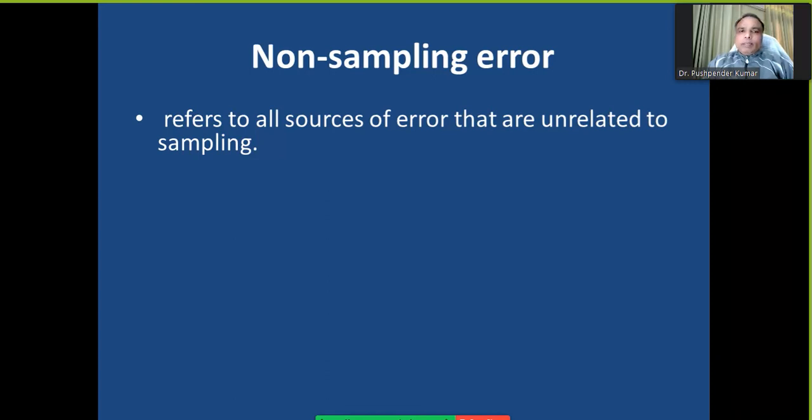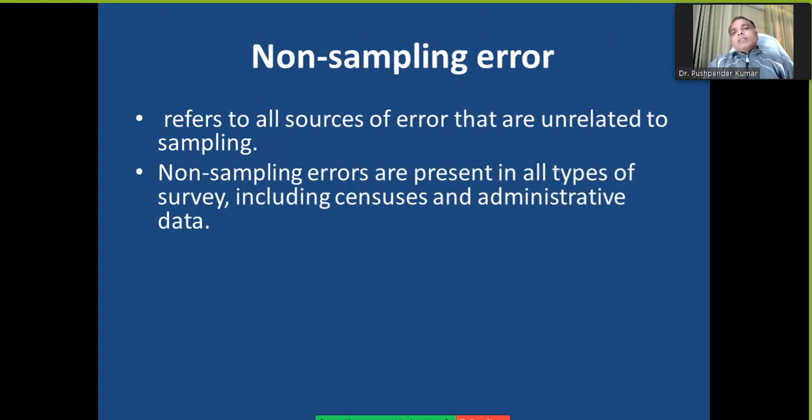So non-sampling errors refers to all sources of errors that are unrelated to sampling. So it is not actually related to sampling. So then what is that? Non-sampling errors are present in all types of survey, including census and administrative data.